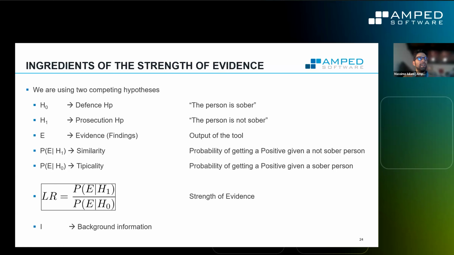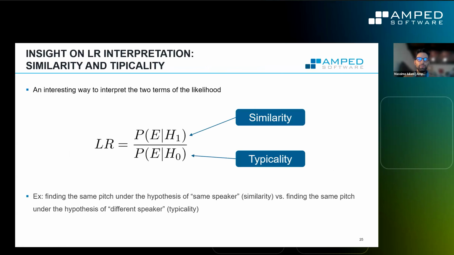And if we look inside it, we can find the reasoning, the good reasoning. Let's make an example. The numerator is also called similarity, or intra-source variability for those who have more experience. While the denominator is called typicality, or also inter-source variability.